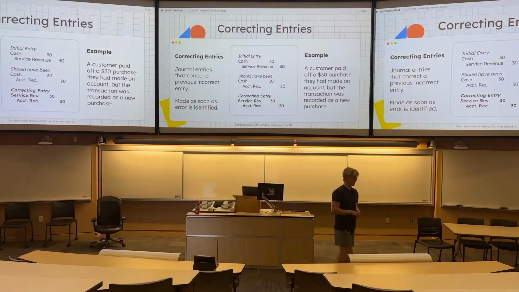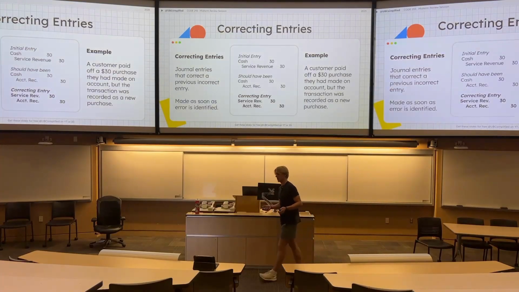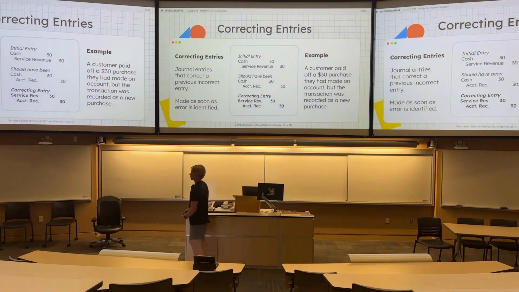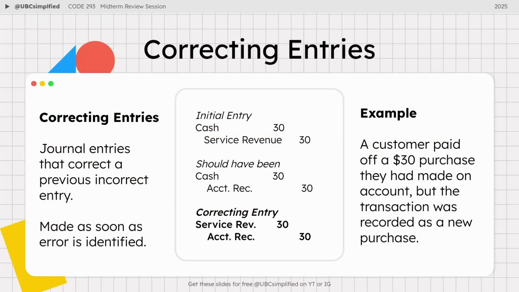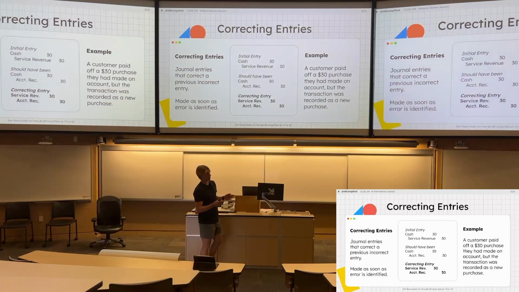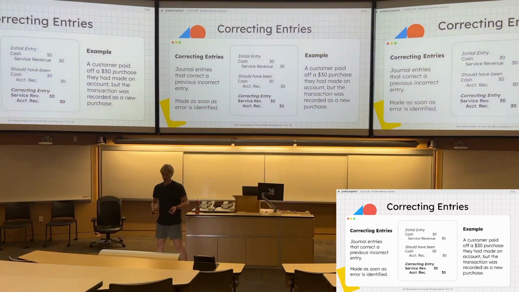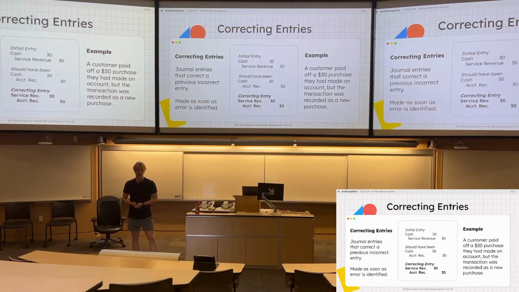Okay, so we have all of these safety checks. What happens if we make a mistake? That happens. So we have correcting entries to readjust and fix these mistakes. There are two different kinds of questions you can get asked: one, what should the entry have been, and then what is the correcting entry? So let's say you recorded service revenue when it should have been accounts receivable because the business transaction hasn't occurred.